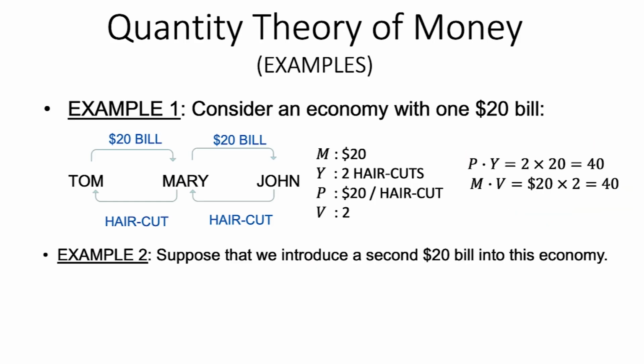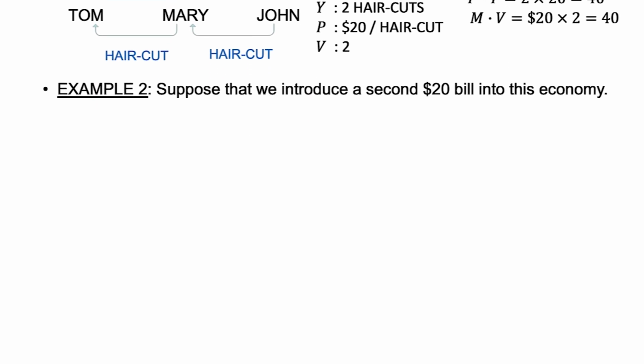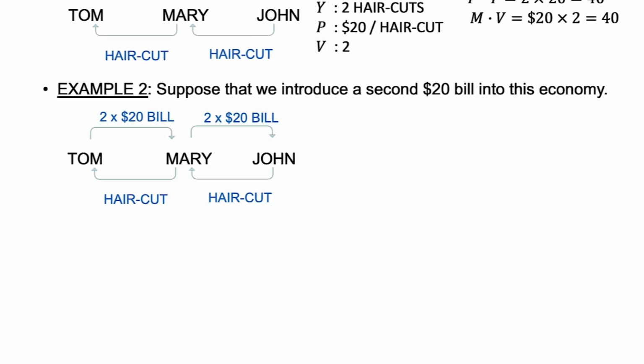Now to think about how adding more money will affect this, let's suppose that we introduce a second $20. The Central Bank of Canada prints another $20 bill and dumps it in this economy. But the real economy, namely the economic relations between Tom, Mary and John, hasn't changed. And so Tom is still buying one haircut from Mary, and Mary is still buying one haircut from John.